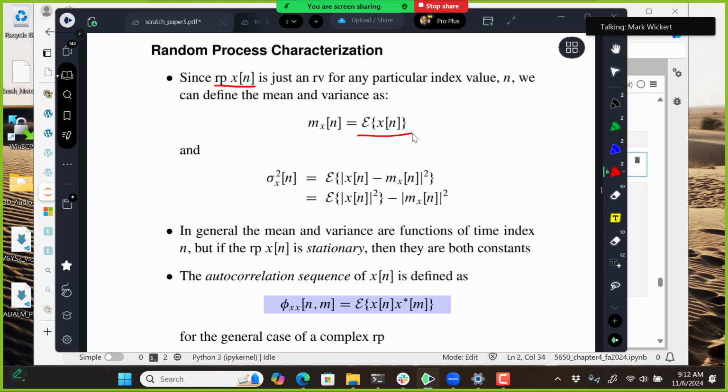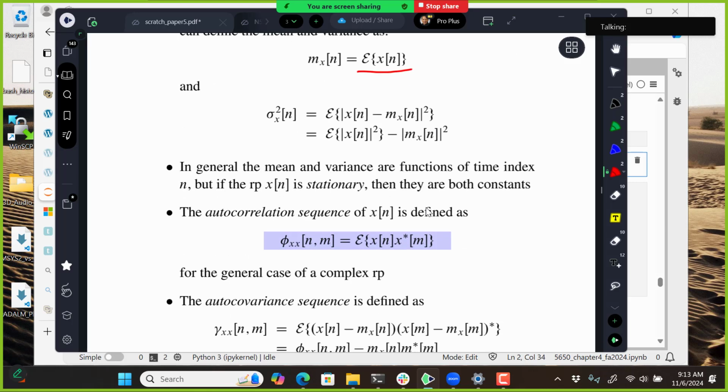We don't have an answer for that because we haven't given a definition of the random process yet, but the thing to take away from this, though, is that in general, the mean of a random process is a function of time index n. Likewise, if we plug in the definition of the variance of a random process, we get something that is also a function of time. However, if a random process is stationary, then everything is a constant. Both the mean is a constant, regardless of where n is, and the variance is a constant.